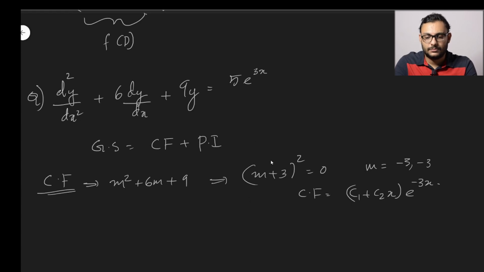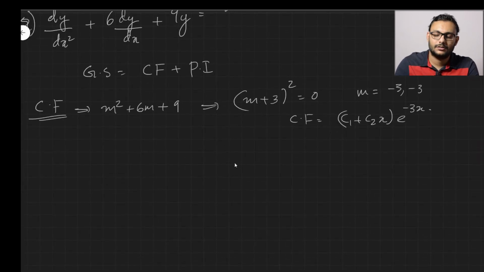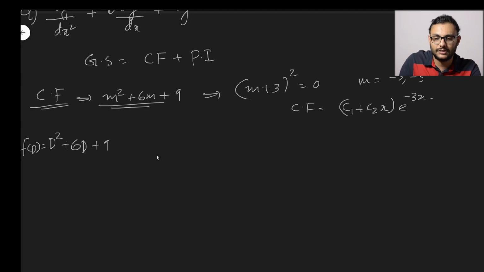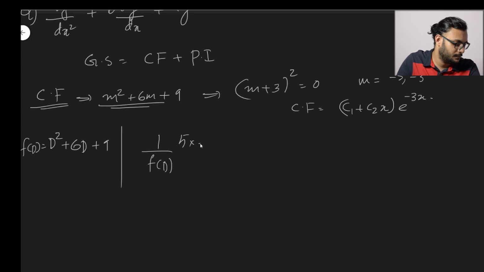In order to solve the particular integral part, we have to write the function with respect to the differential operator. Here the function is nothing but d square plus 6d plus 9. This is f of d, just from the auxiliary equation. So, to solve this, we have to write 1 by f of d into, in the right hand side there are two terms, that is product of two terms, 5 into e raised to 3x. Keep in mind that in whatever case a constant coefficient is multiplied with the function in the right hand side, you can take that to the result.